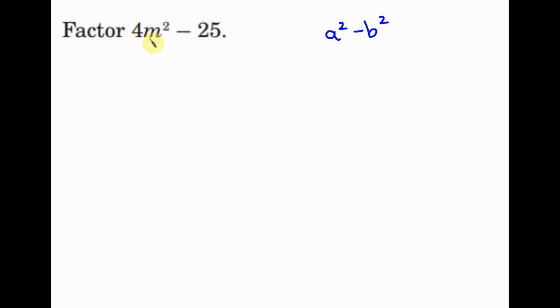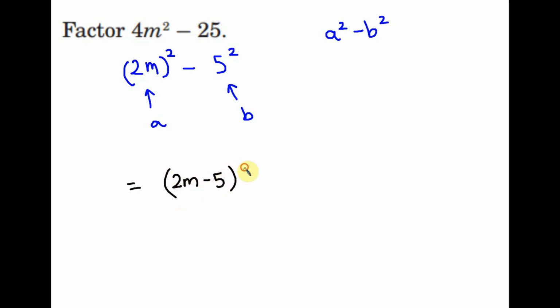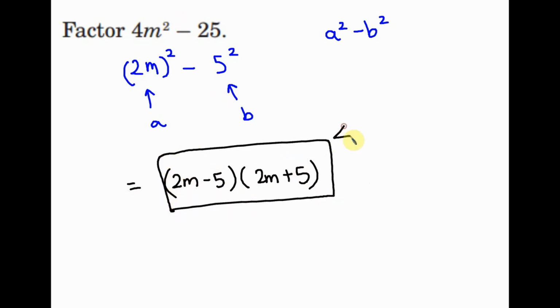Terms of square. For example, in this case, 4 is the square of 2 and m squared is the square of m. So I could write this as 2m squared, minus 25 is the square of 5. So I could write like this. Now you see this could be your a, where 5 could be your b. Keep in mind it's not negative 5 because the negative came from the formula. So then I could rewrite this as 2m minus 5 for one term, and then you could write 2m plus 5. So that way when I distribute this, you will get 4m squared minus 25. And that's how I know this will be my factored form.